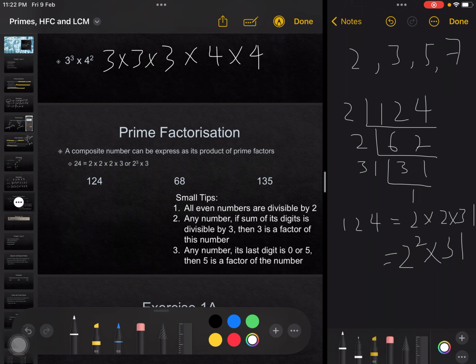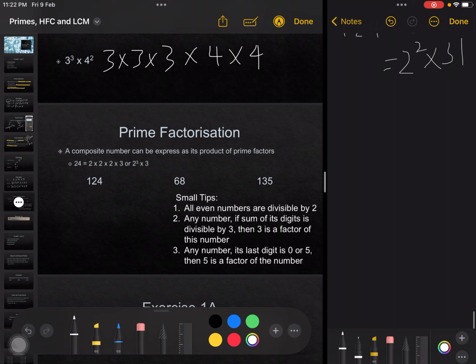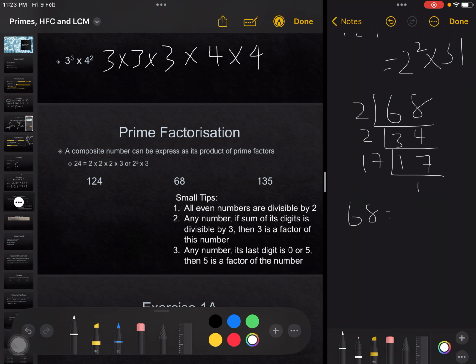Okay, got it? Let's move on to another example. 68. Again, 68 divided by a prime number. Start off with our prime number 2. So you have 34. Divide by 2 again, you have 17. So 17 divided by 17 equals 1. Okay, so 68 equals 2 times 2 times 17, which is 2 squared times 17. So the prime factorization of 68 will be 2 squared times 17.